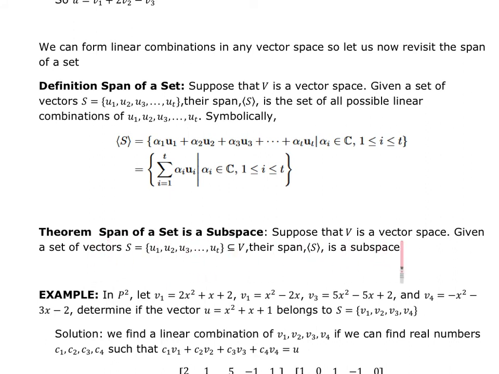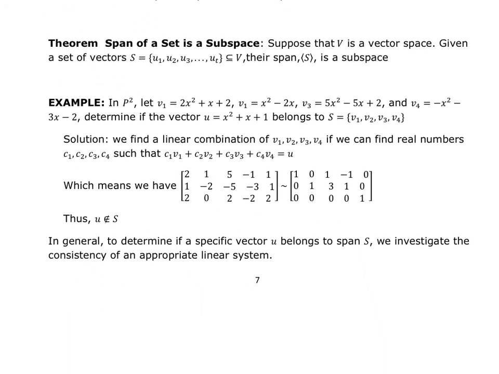Suppose V is a vector space. Given the set of vectors, where this set, our spanning set, is a subset of V, then their span is a subspace. Cool, huh? Starting to make those connections, I hope.